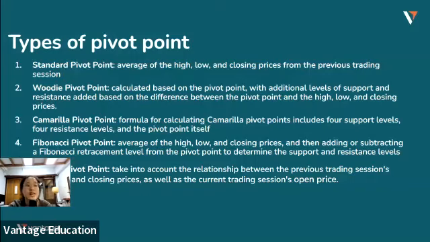Okay, so lastly, we have the DeMark pivot point. This method is actually the most common amongst institutional investors. It uses a series of complex calculations. Once again, I didn't bother to include it here, but it takes into account the relationship between the previous trading session's high, low, and closing prices, as well as the current trading session's open price.